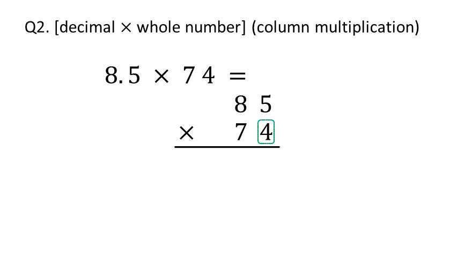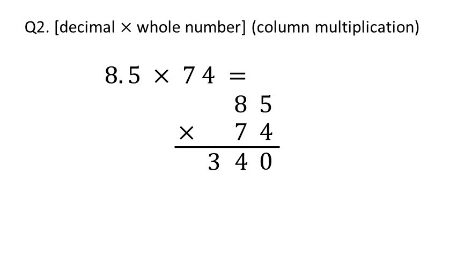5 times 4 becomes 20. So 0 is placed here and 2 is carried over to the next digit. 8 times 4 becomes 32, and added by 2 it will be 34. So 4 is placed here and 3 will be in the next digit.